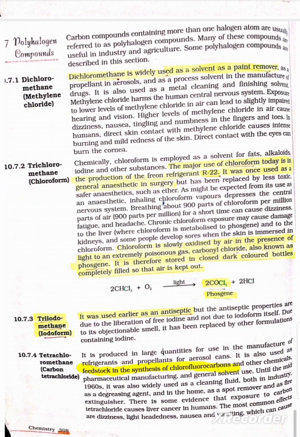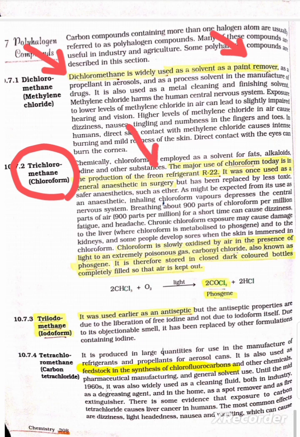Among polyhalogen compounds, one is dichloromethane, which is used as a solvent in paint remover. One more is trichloromethane, or chloroform, which is used to prepare Freon refrigerant R22. Freon refrigerant R22 is prepared from chloroform.